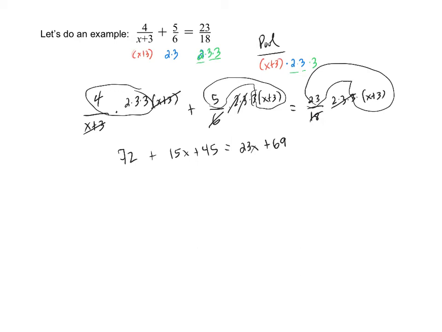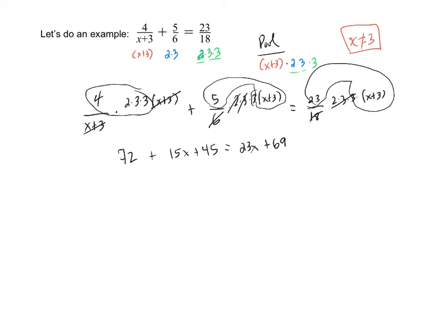Then I'm going to solve this. Oh, I left out a step, didn't I? Let's go back and do a step. I forgot to find my excluded values. So my excluded values here would be x cannot equal 3. Now, let's solve this equation.